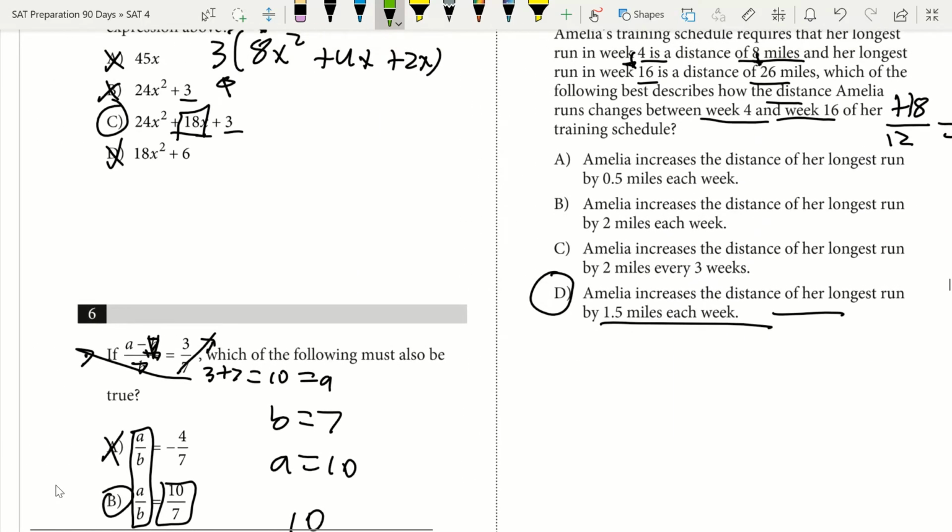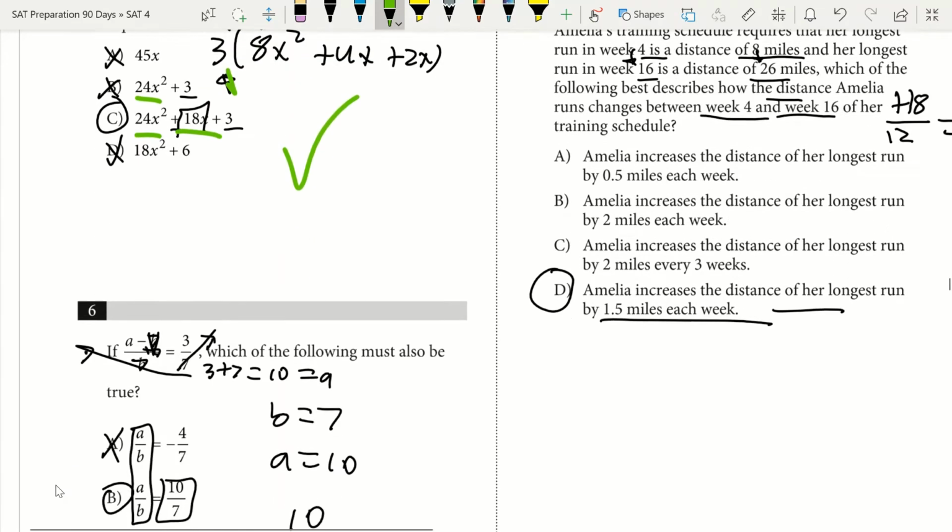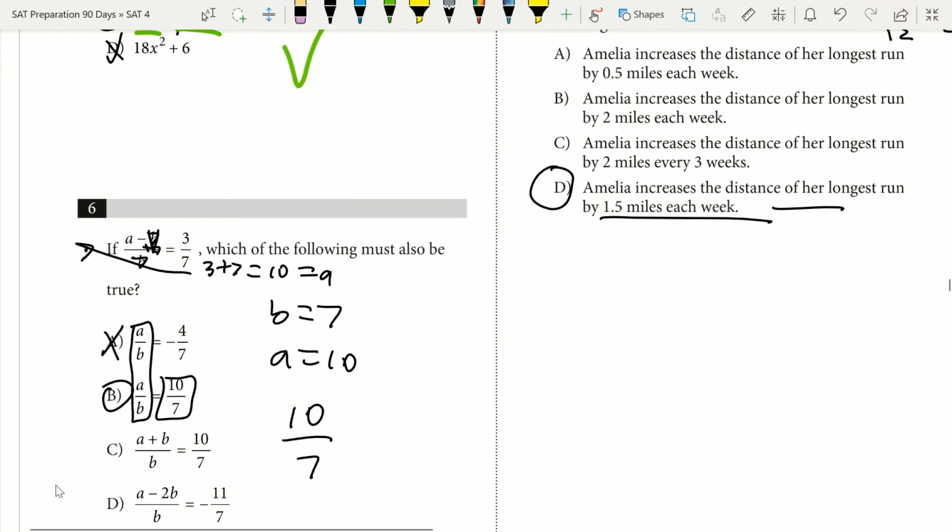Number 5, I've got which of the following expressions is equivalent to the expression above. I distribute this 2 over to that 4x. That's going to give me positive 8x squared. Multiply it by 3. That's 24x squared. So now between these two, now I got to solve for my x value. That's going to be plus 4x and then plus 2x on top of that. That's plus 6x times 3, plus 18x. That's correct as well.